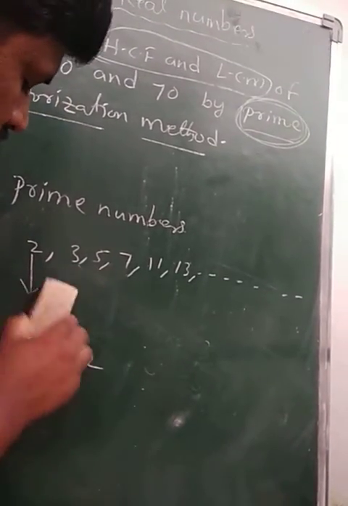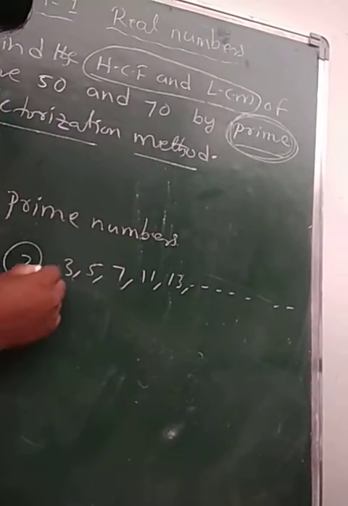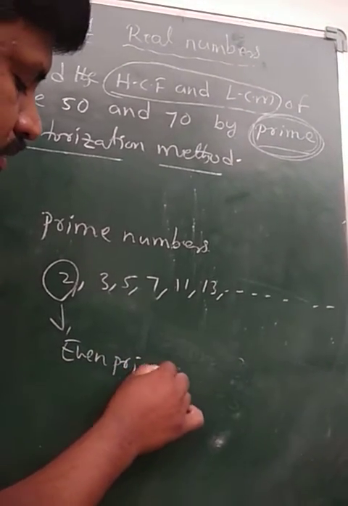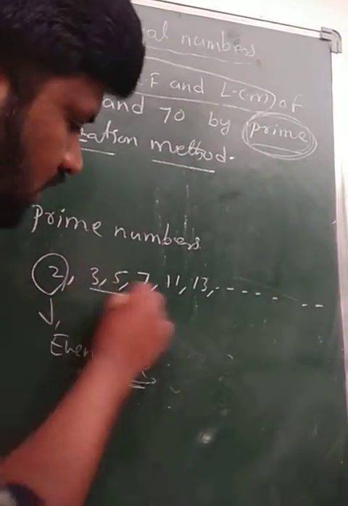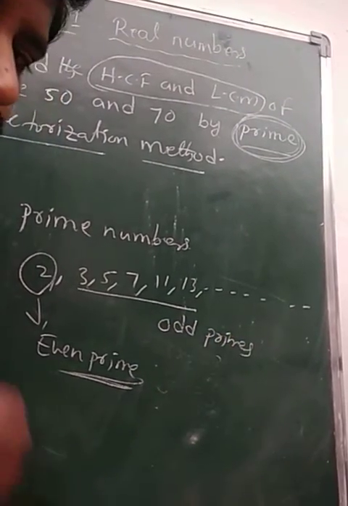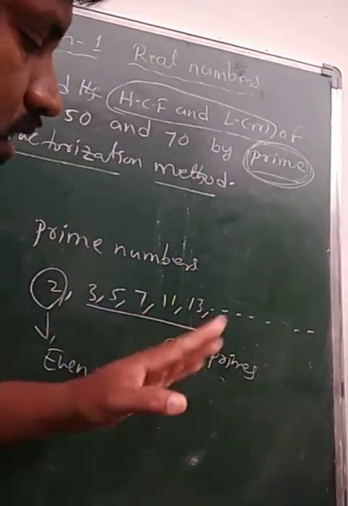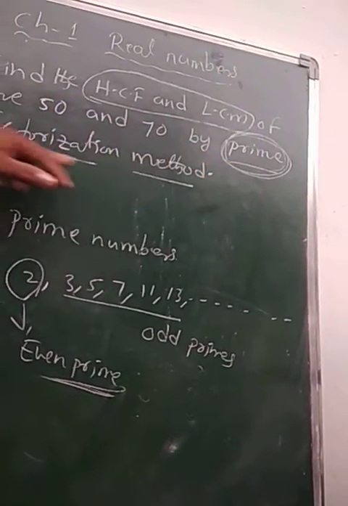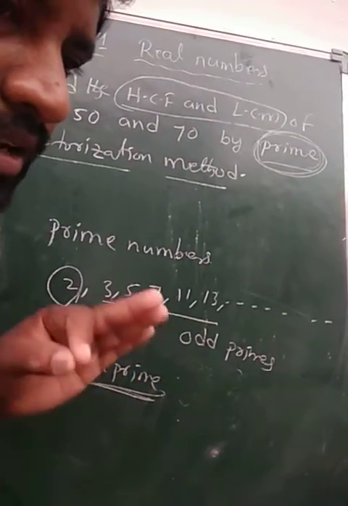There are no other factors for these. That's why we call these prime numbers. Okay, just observe here, the one and only even prime number is 2. Except 2, all remaining primes are odd primes. Is it clear? Now, in this prime factorization method, we must use only prime numbers, but the order does not matter.